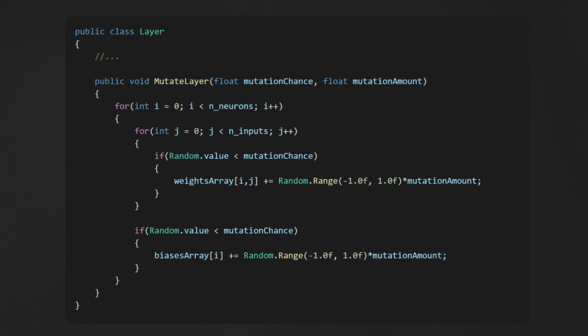And then if it should get changed, we mutate it by a small amount, which is decided by the mutation amount. And we do this for all of the weights on this node, and then we do the same exact thing for the bias after we finish that. Since there's only one of them, we don't need a loop. We just mutate it if it should get mutated.